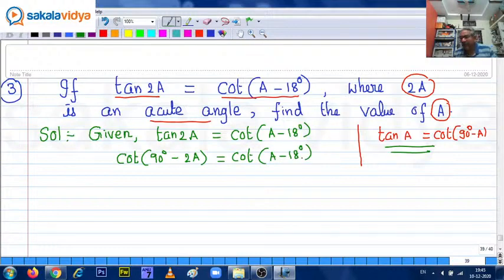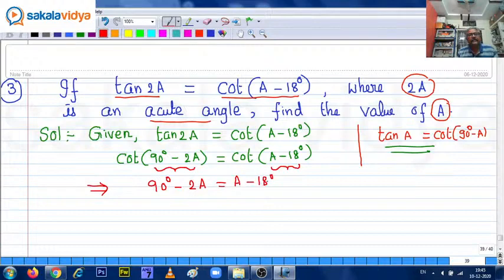But don't say removing cot on both sides. That is absolutely wrong. Don't use such words as removing cot on both sides. No, compare the angles on both sides. That means comparing these two angles, 90 degrees minus 2a and a minus 18 degrees. So we get, this implies 90 degrees minus 2a equals a minus 18 degrees.